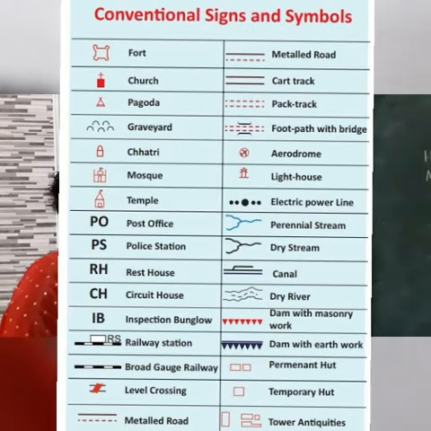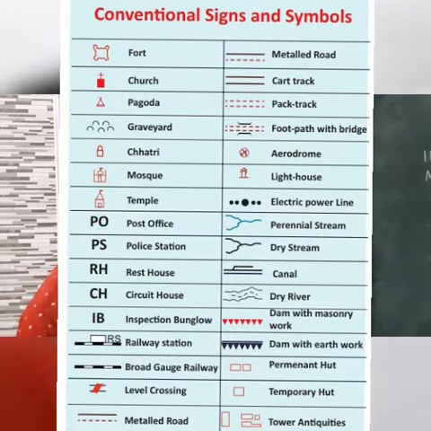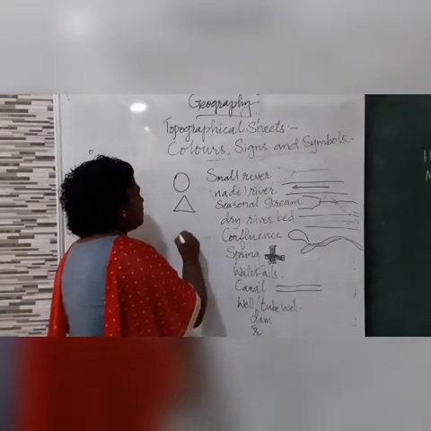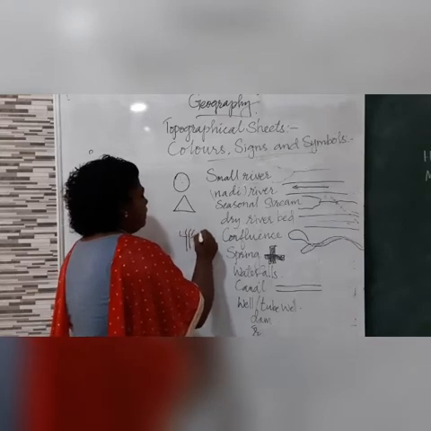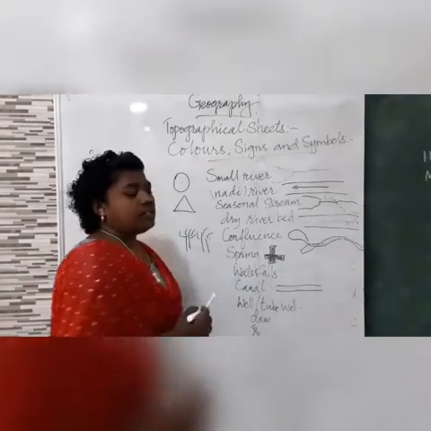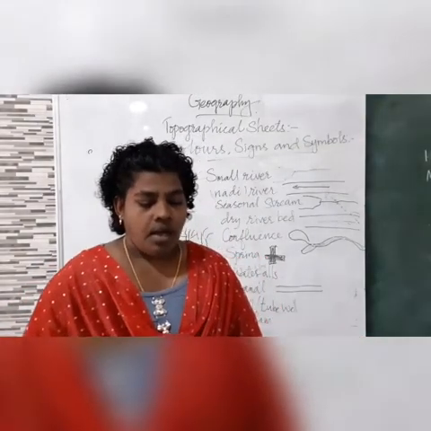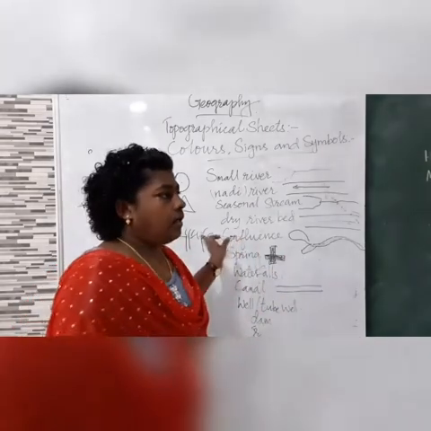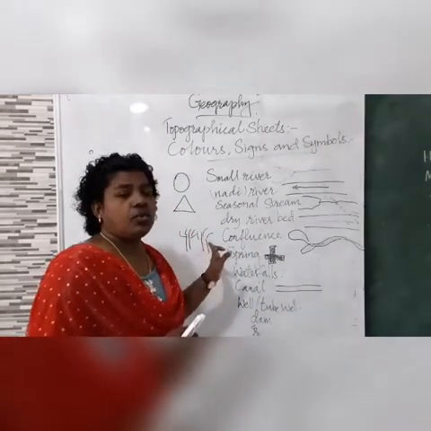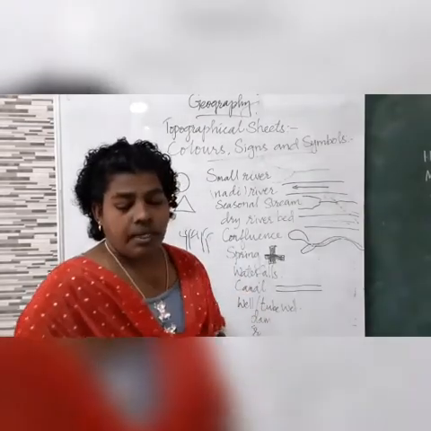And other places, like a palm tree. If you find a symbol like a palm tree, you have to understand this is an area where farms are available, and the condition here is dry. So in the desert region you can find these kinds of symbols.